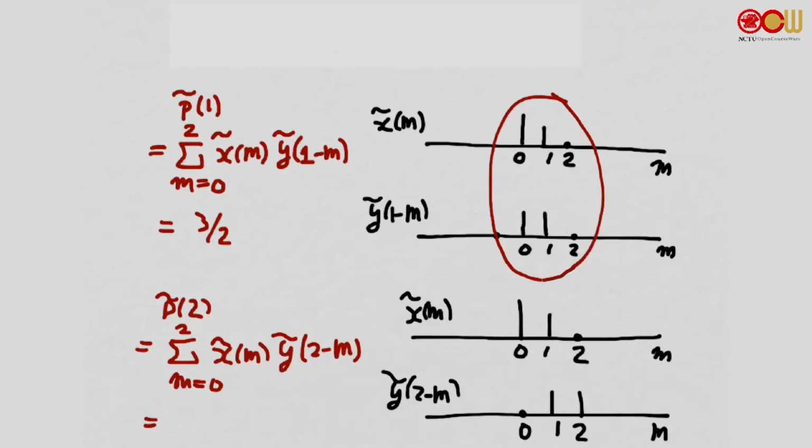Similarly, let's compute the P tilde 2. P tilde 2 will be x tilde m and y tilde 2 minus m. So we have shifted y tilde minus m by 2 to get the y tilde 2 minus m, and here's the result. And if we want to get P tilde 2, we multiply these two together, these two together, and these two together, and add them up, we get the result. And the result is only these two samples overlap, right? So we get a half.